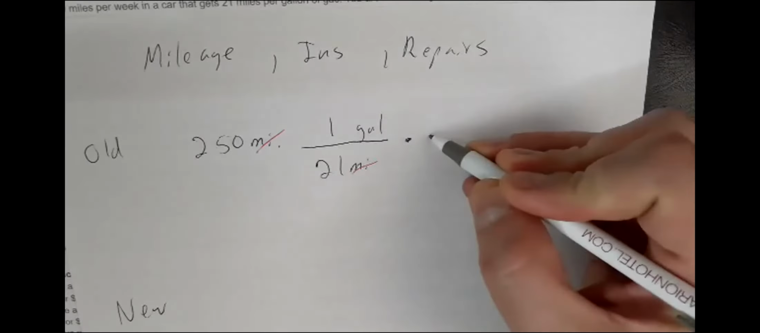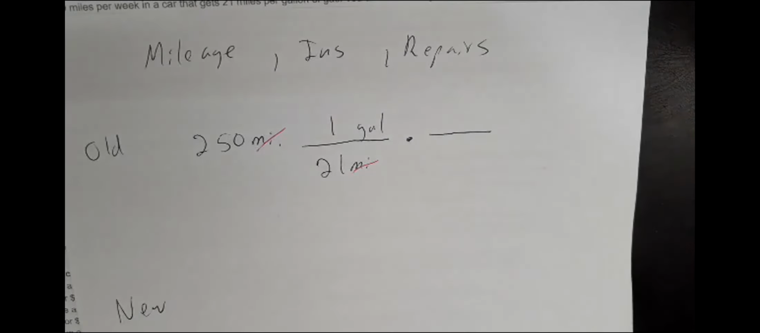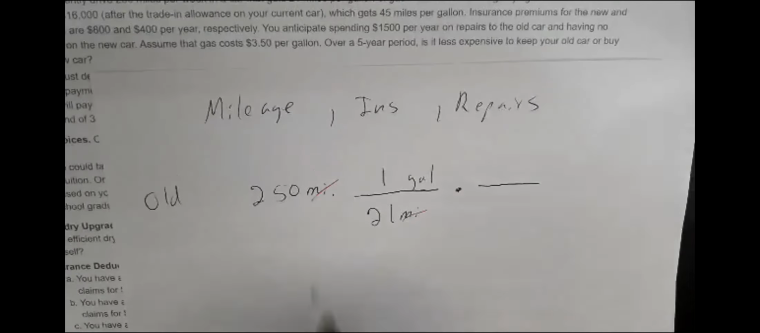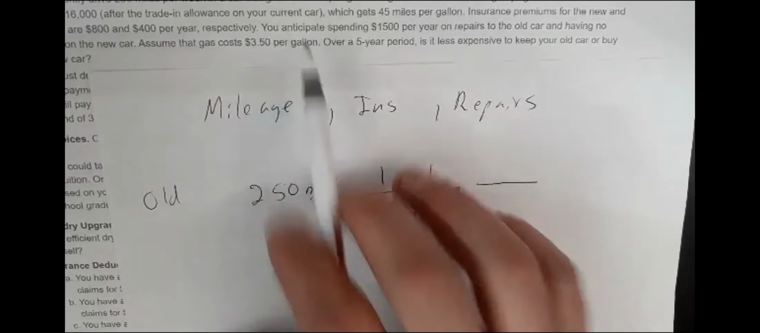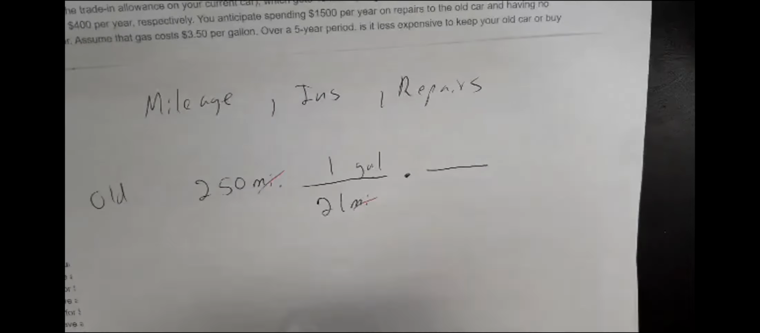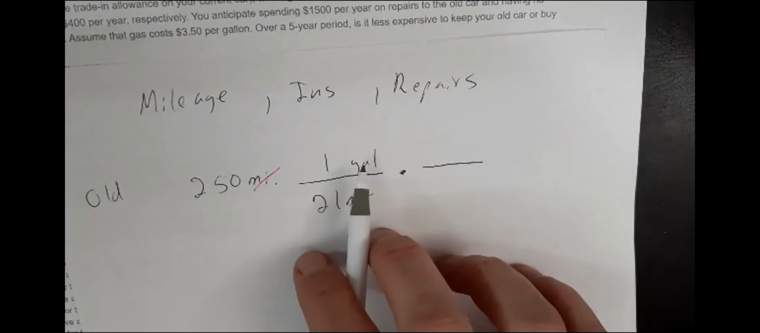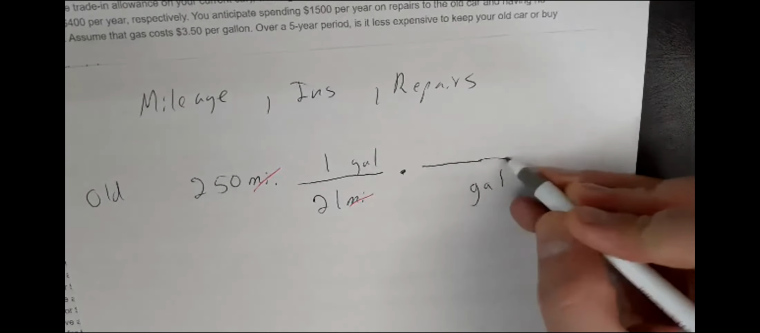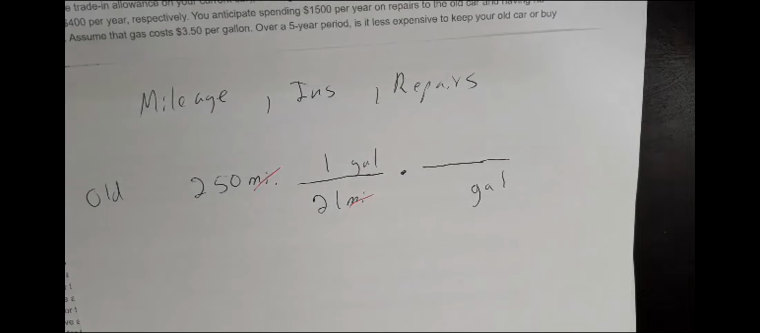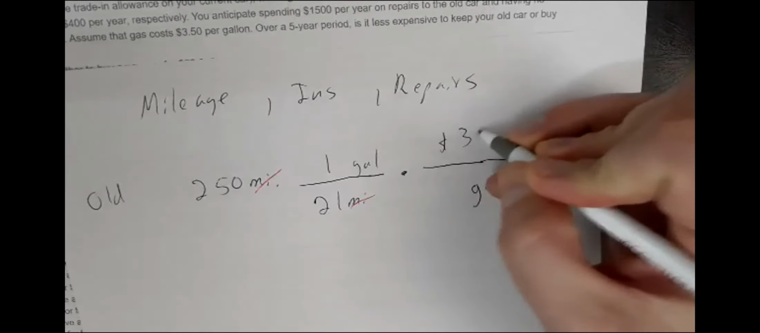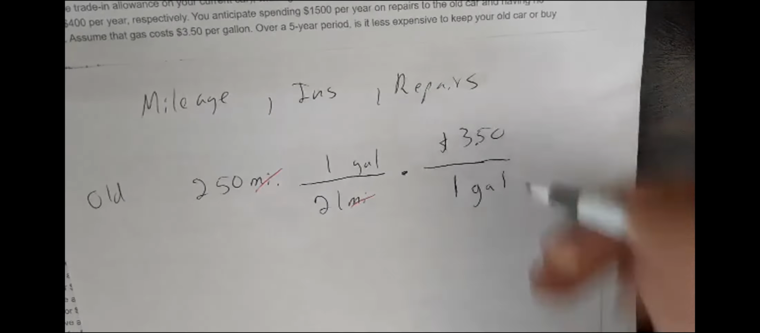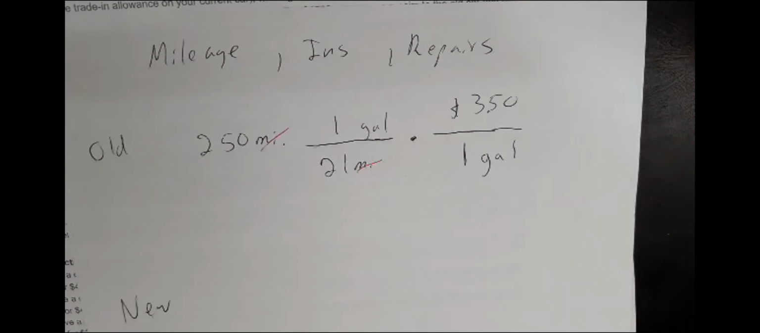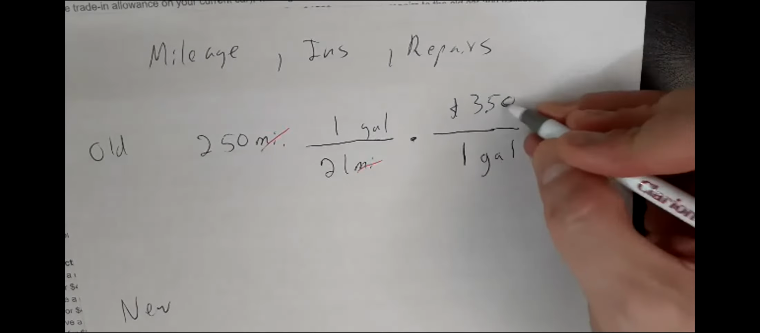But now I'm in gallons and I want to figure out how much money that's going to cost me. They give me gas is $3.50 per gallon. So I'm looking at gallons here, and I'm going to need gallons over here. So it's $3.50 for every 1 gallon. Or if you figure out how many gallons your old car needs, multiplying that by 3.50 is another way to say it, right?